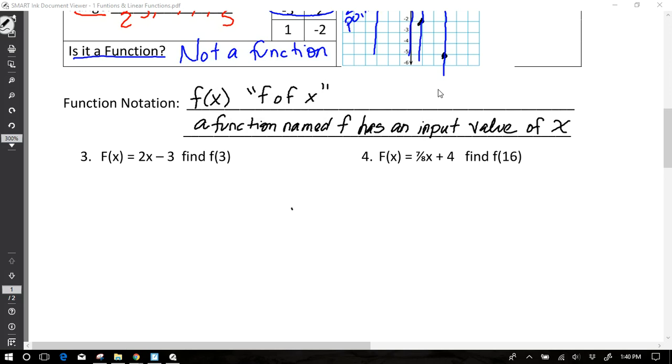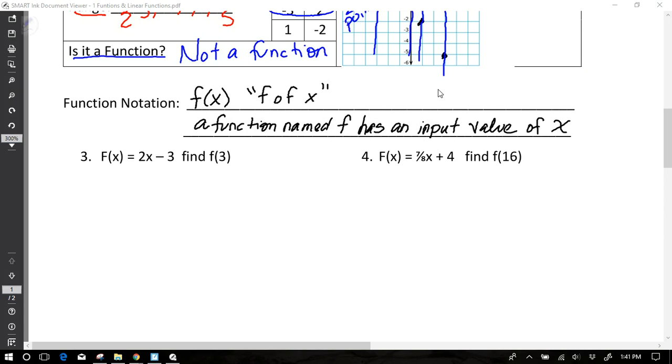You might also see a g of x. The name of that function would be g. Another common one is h of x. You could really see any letter, but I think f, g, and h are the three most common, and you're definitely going to see that more in Math 2 and in Math 3. We typically use f in Math 1, but sometimes you will see a g function. That's just the name of the function. And then the function has an input value of x.